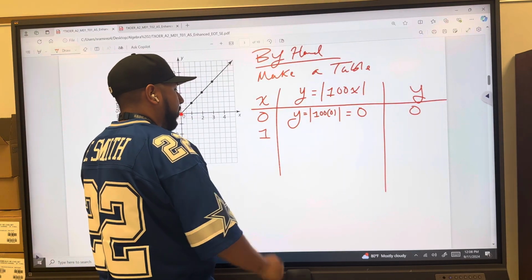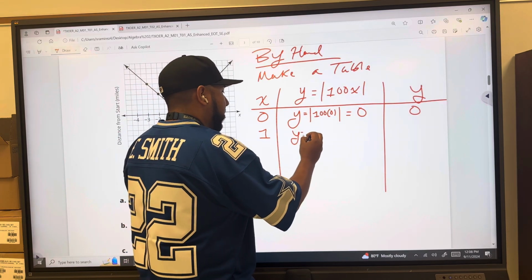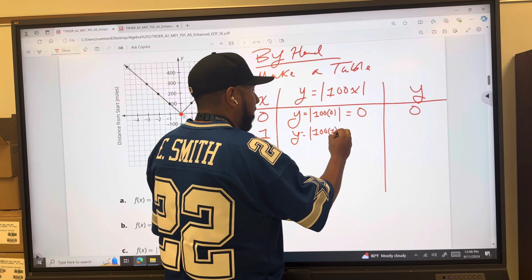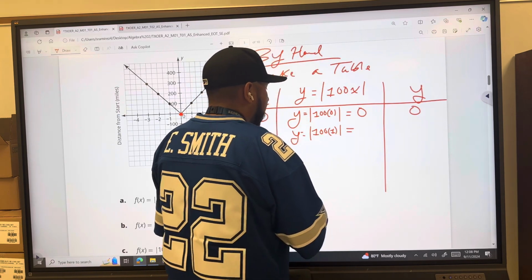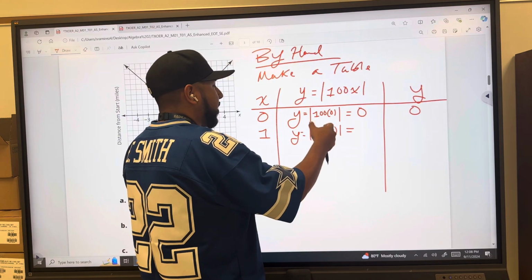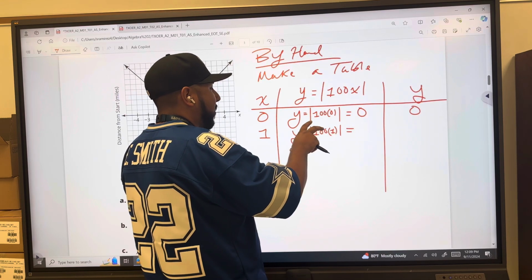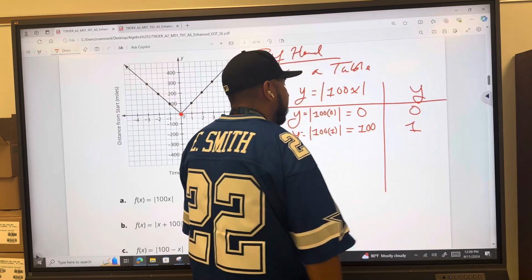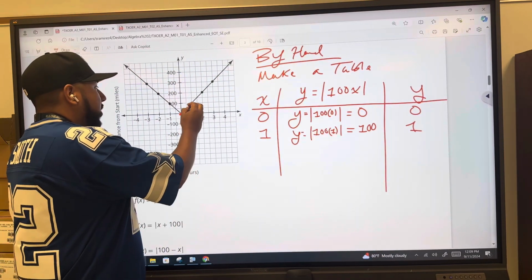1. Y equals the absolute value of 100 times 1. 100 times 1 is 100. It's already positive, so the absolute value of a positive 100 is 100. Excellent. 100.